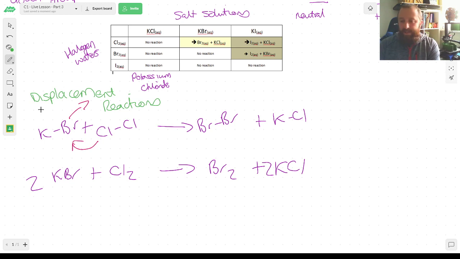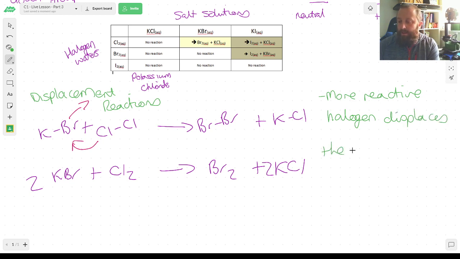Happens in metals, happens with halogens. So in this case, what we're going to be writing down is that the more reactive halogen displaces the less reactive halogen from the compound.